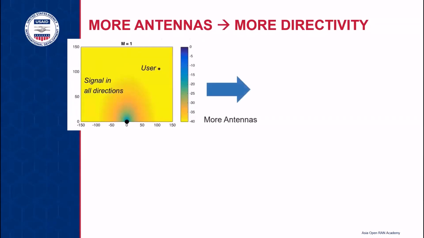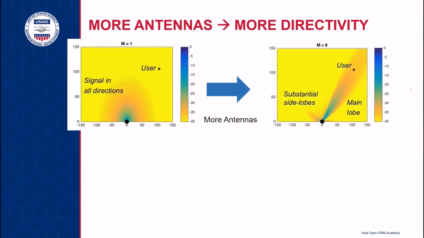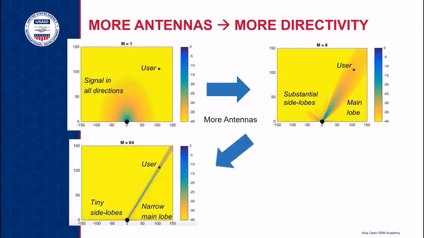So what will happen if we add more antennas? We can focus our energy on that user. Remember the droplets of water? The more antenna elements, the more steering capability that we have, and the more directivity our beam could be. So when we increase our antenna elements, our beam becomes more focused and narrower.